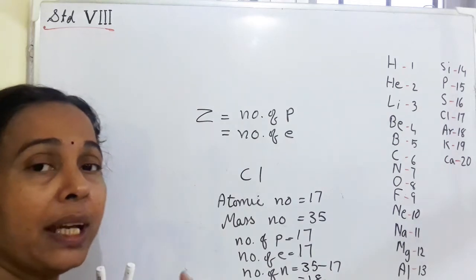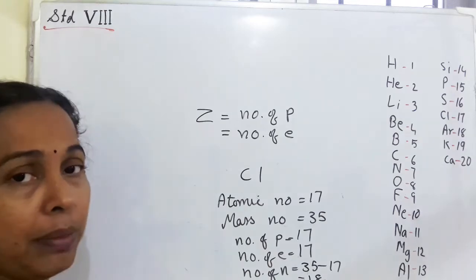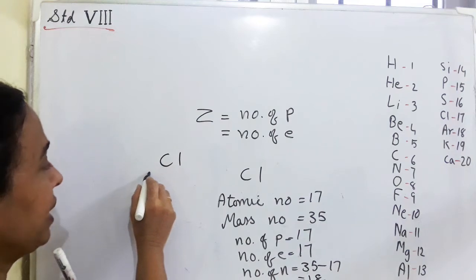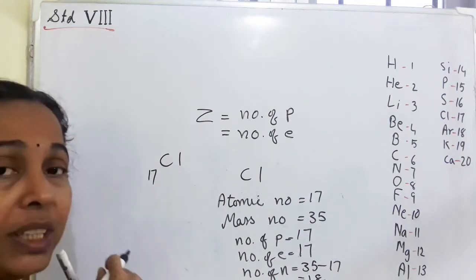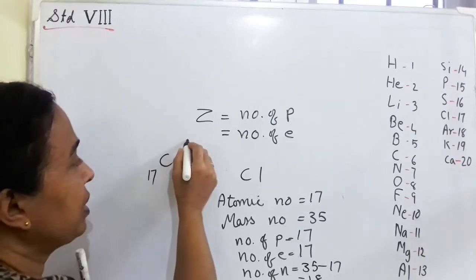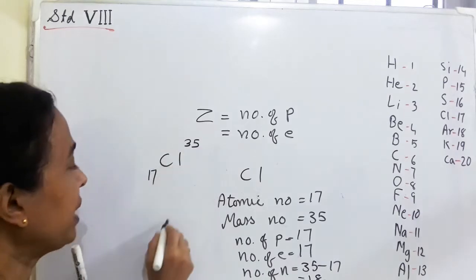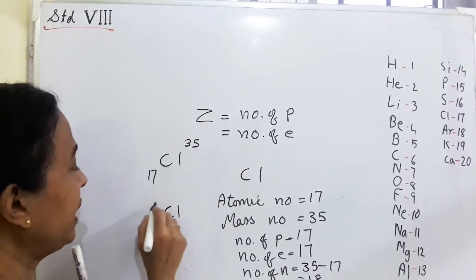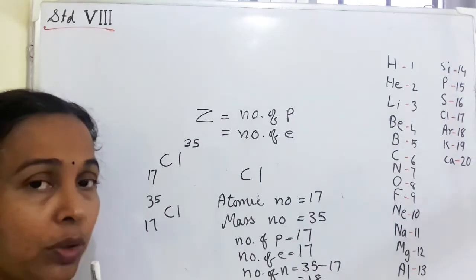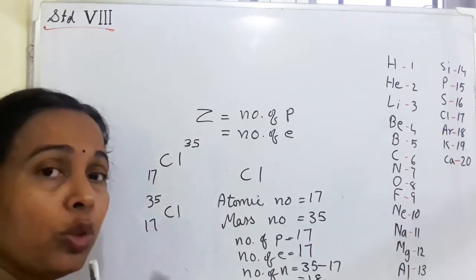Let us see how we can represent symbolically an element with its atomic number and mass number. Okay, see here, chlorine, its atomic number, 17, is written here on the left side as subscript, and mass number is written as superscript on the top right side, 35. But mass number can be written like this also. Mass number also can be written on the left side, either on the right side or on the left side, but as a superscript.